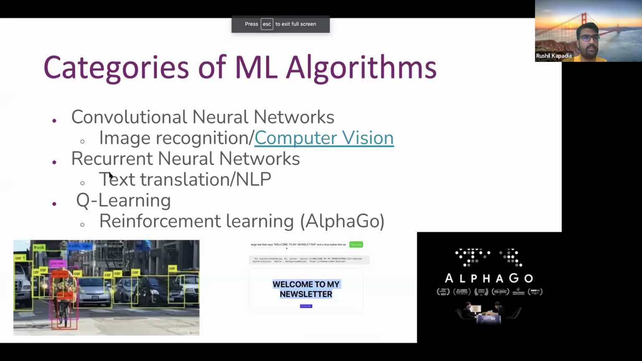Next, we'll talk about RNNs, or recurrent neural networks. So what these are used for are text translation and NLP. So one really cool example is if you look at this middle image, it's a little bit small, so it might be hard to say, but it says large text that says, welcome to my newsletter, and a blue button that says subscribe, right? So someone typed that in and then clicked generate.